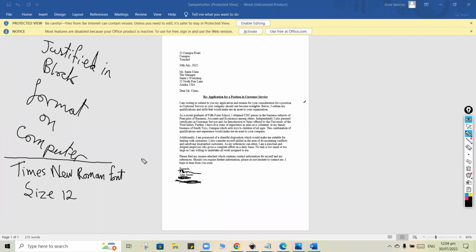This is not like regards sincerely. This regards on here is like sincerely John Smith, right? The RE up here is short for regarding, as in regarding the subject of. So regarding the subject of an application for a position, for a job, this is what I'm writing about.